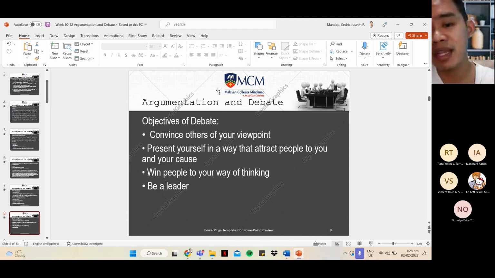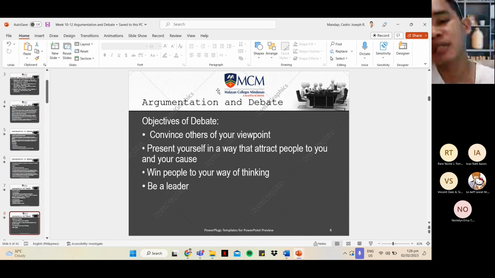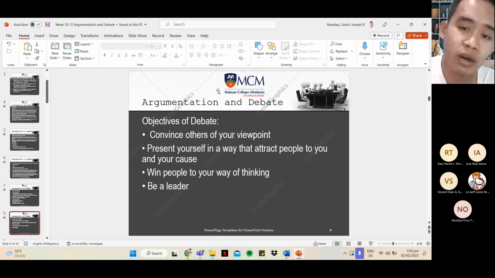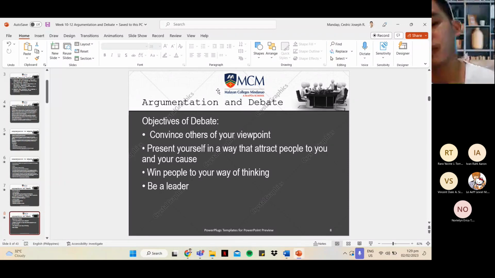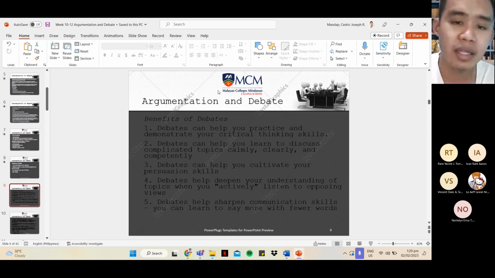The objectives of the debate is to convince others of your viewpoint. So may pinaglalaban talaga tayo that our view is much clearer and more rational as compared to the other party. It is to present yourself in a way that attracts people to you and your cause. So, yeah, and to win people to your way of thinking, another objective of the debate, and to be a leader. So yeah, basically these are the objectives of debate.